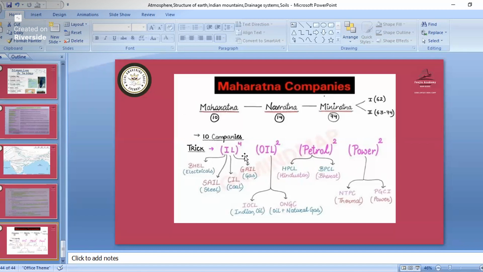So see, IL power 4: GAIL, SAIL, CIL and so on. All these are Maharatna companies. You must know about all these companies, because they might ask about private companies or public companies, which are in Maharatna and which are in Navratna, all these.